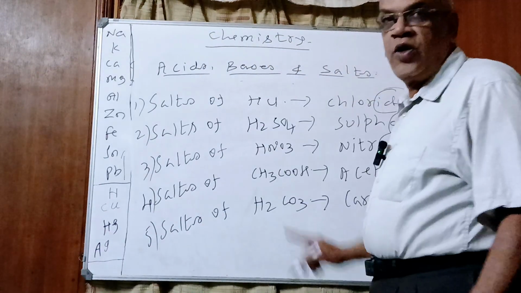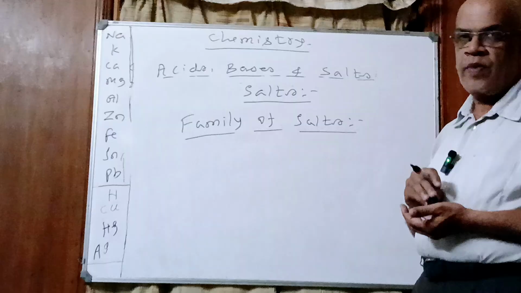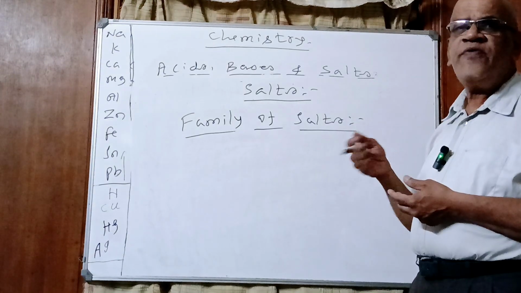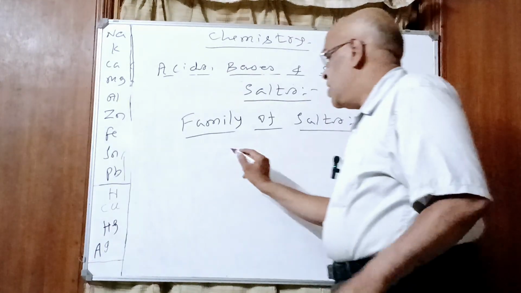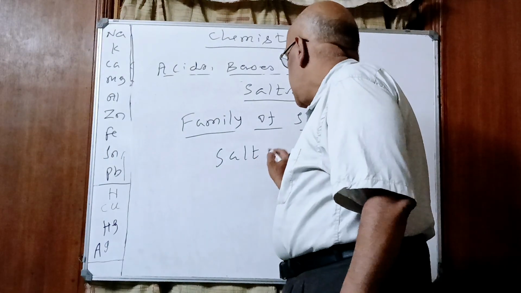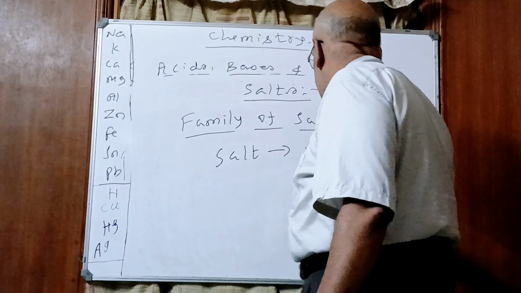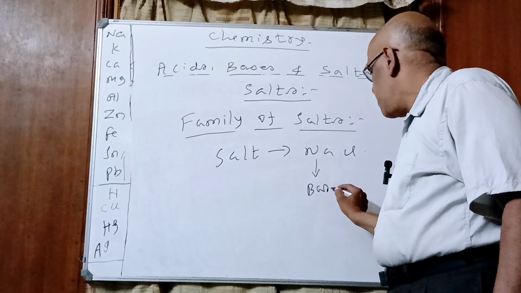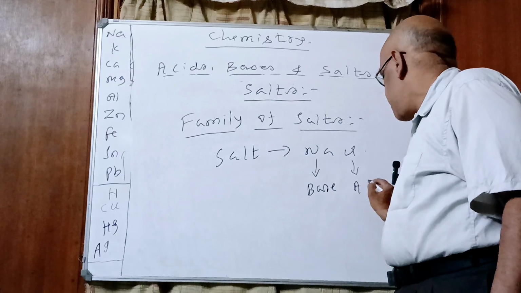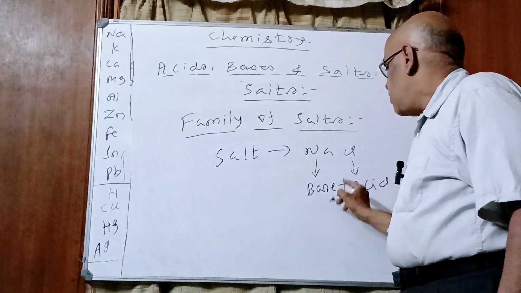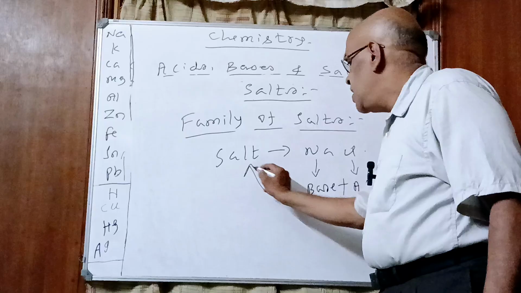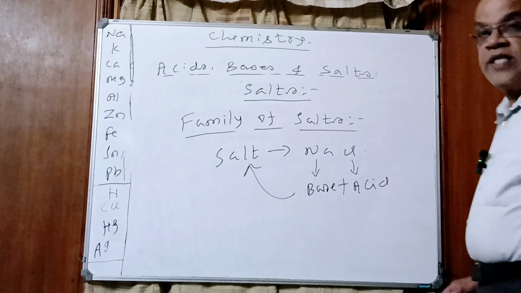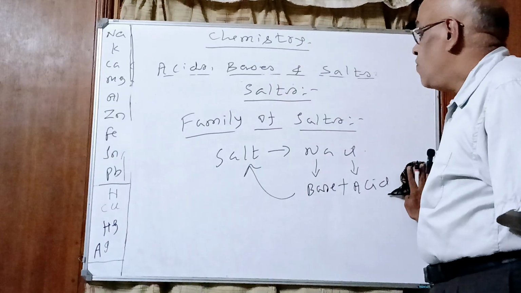Understood, children? So, we will go to the next topic. Dear children, next small topic, family of salts. What do you mean by family of salts? I told you, salt has two parents. Salt, like sodium chloride, has two parents. Sodium comes from base. This comes from acid. So salt is the product when acid reacts with the base. Salt is formed as a result of the reaction between acid and a base. Now, family of salts.